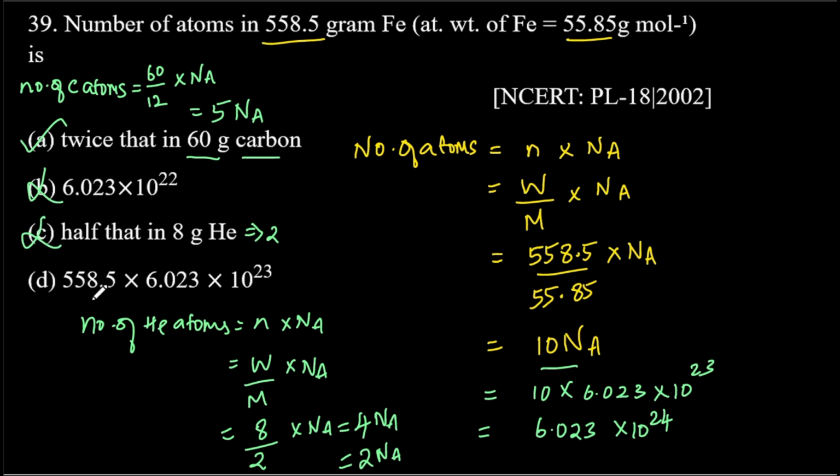Then option D tells 558.5 into 6.023 into 10 power 23, which is wrong, because in place of 558.5, we have 10. So option D is also wrong. So the correct answer is option A.